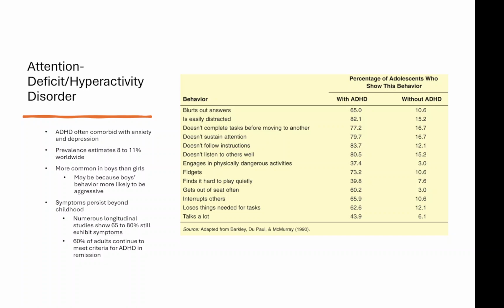So let's look at some specific behaviors and how they differ in individuals with ADHD versus those without it. So, for example, 65% of adolescents with ADHD tend to blurt out answers in class compared to only about 10% of individuals without ADHD. Again, fidgeting is very common, and this behavior is seen in children diagnosed with ADHD at almost 75% compared to, again, only about 10% of kids without ADHD. Similarly, losing items is another frequent challenge, where about 60% of children with ADHD have it, whereas only about 12% of kids without ADHD.